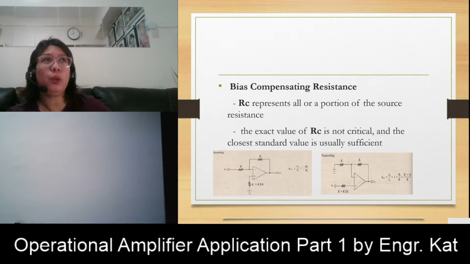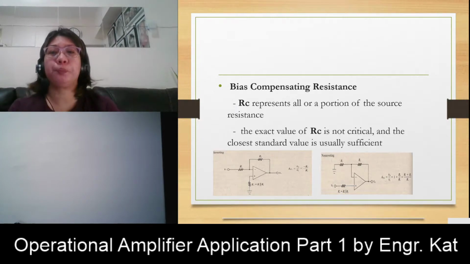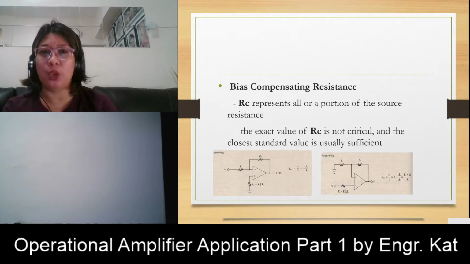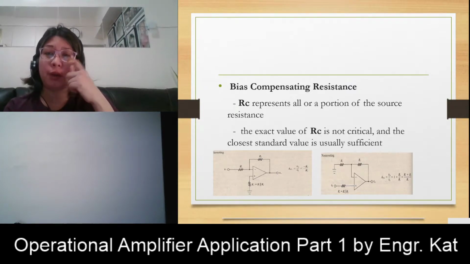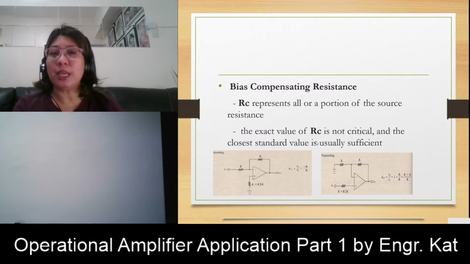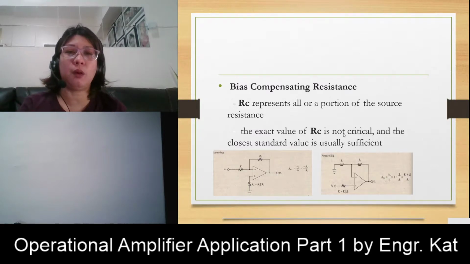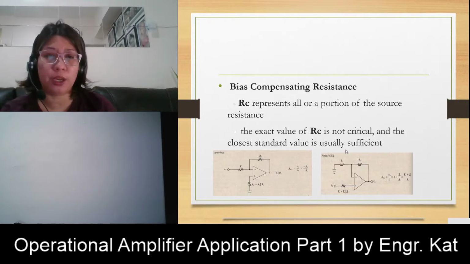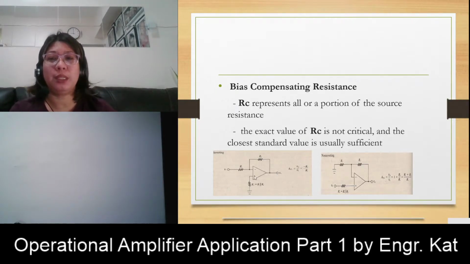We cannot totally remove those because they are inside the operational amplifier. What we can do is apply a potentiometer, which is our nulling resistance, and another thing is applying what we call the bias compensating resistance, or our RC. Our RC represents all or a portion of the source resistance. The exact value of RC is not critical because we do not usually make use of RC in computing for your gain, and the closest standard value is usually sufficient. For example, this is now our inverting amplifier circuit.